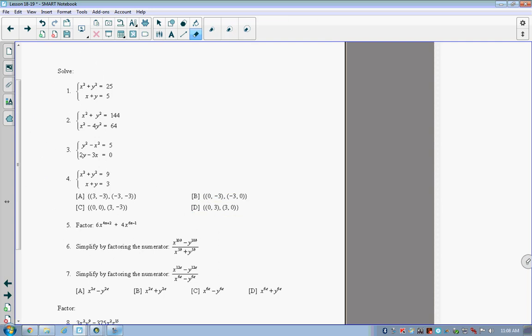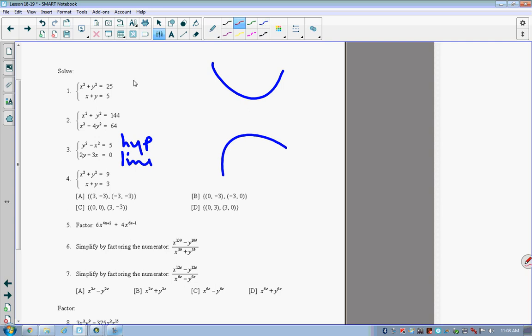Okay, you want number 3. Okay. Number 3 is a hyperbola and a line. Okay. And here I should just get 2 solutions. So imagine I have something like this, right? I'm going to get 2 solutions there. Okay.